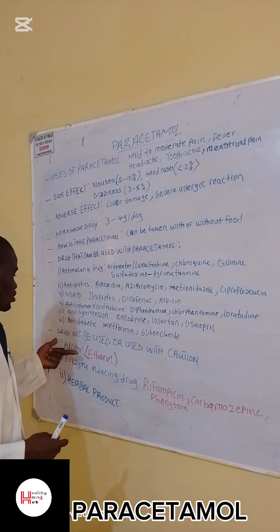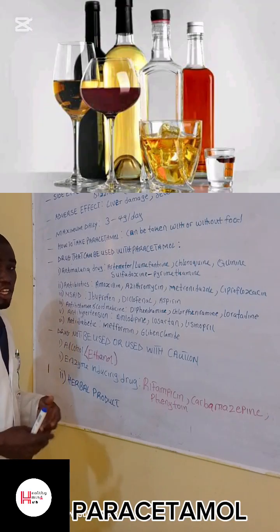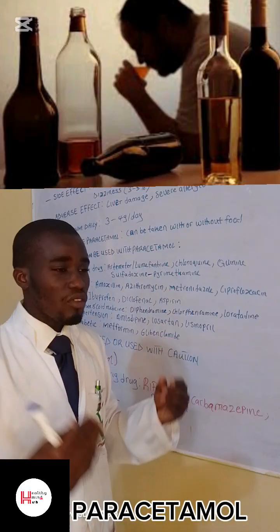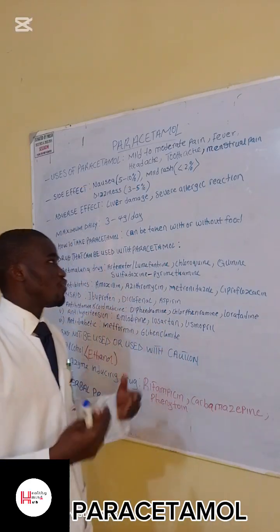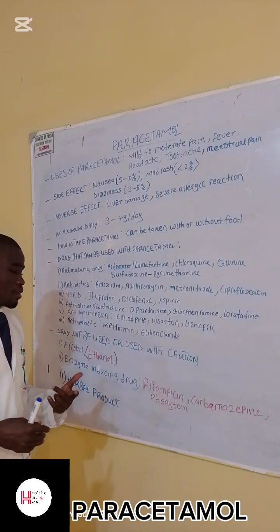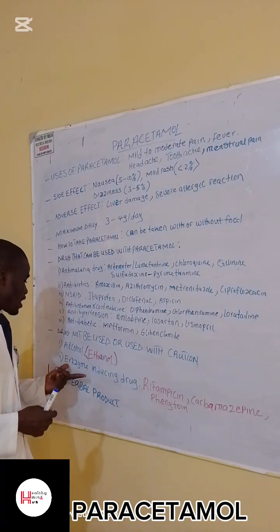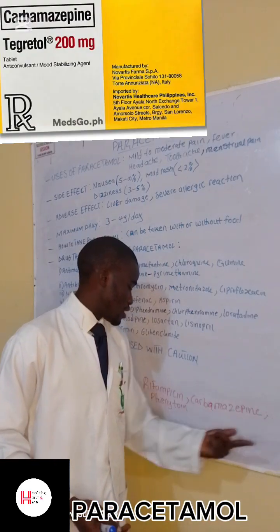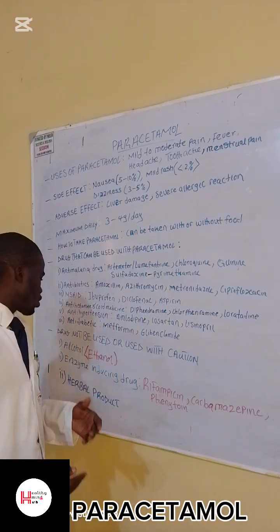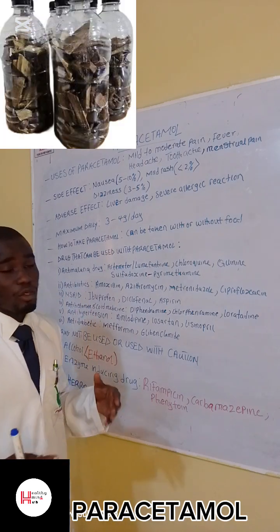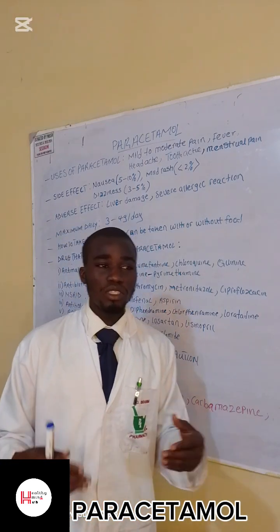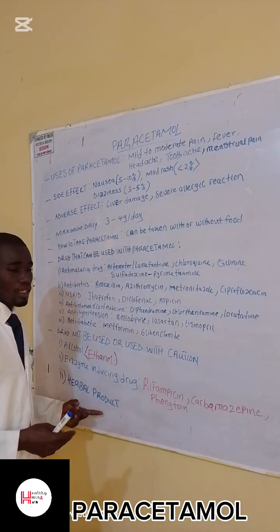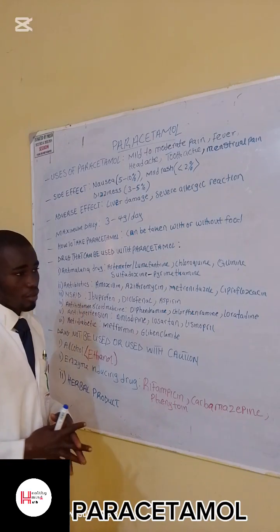And what are the drugs that should not be combined, or should be used with caution, when taking paracetamol? Number one is alcohol. If you know that you are an alcohol abuser, you should not take paracetamol, because one of the most common causes of liver damage is alcohol. We also have enzyme-inducing drugs like rifampicin, carbamazepine, and phenytoin. And we also have herbal products. If you like combining herbal products with drugs, avoid herbal products when you are taking paracetamol.